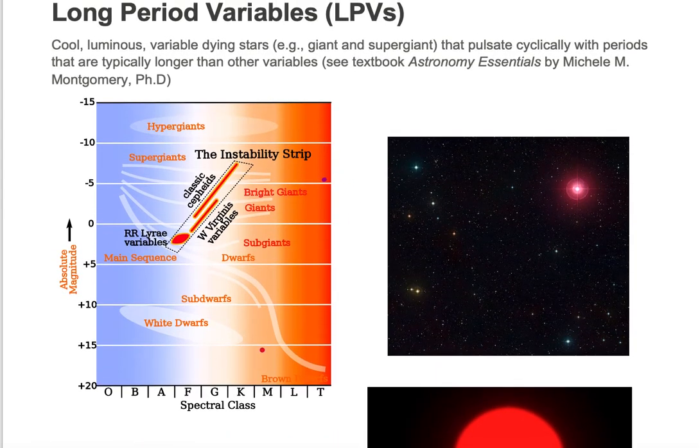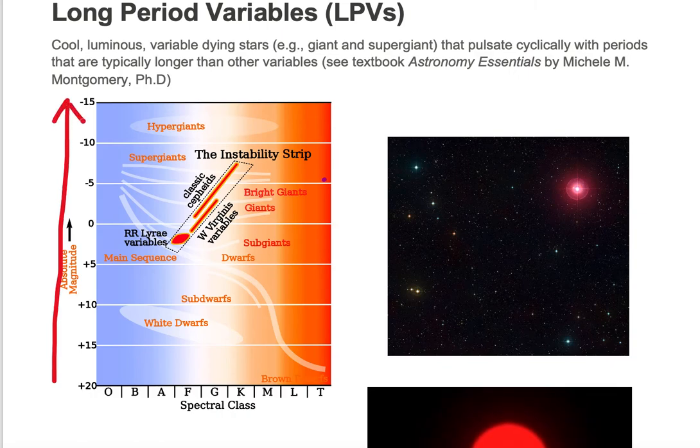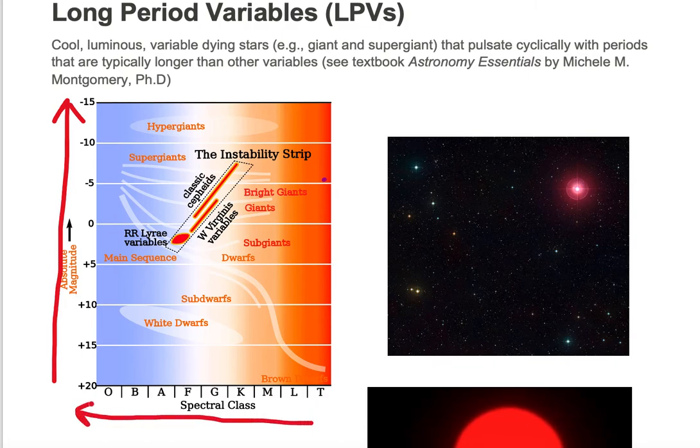Here we have an HR diagram on the left. We have absolute magnitude increasing in the vertical axis, and we have spectral class in the horizontal axis. Spectral class is based on surface temperature, where surface temperature increases to the left. Therefore, O spectral class is hotter than T spectral class.